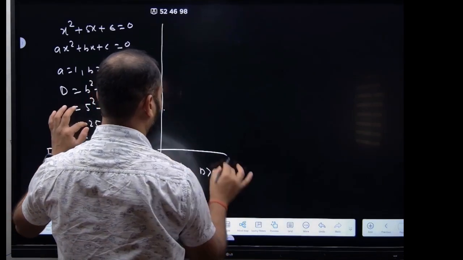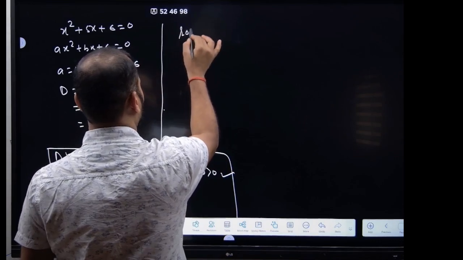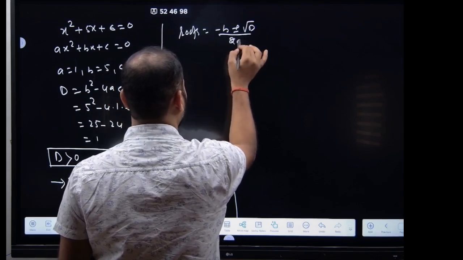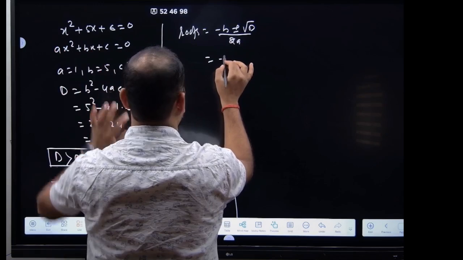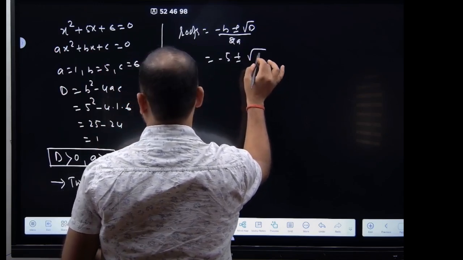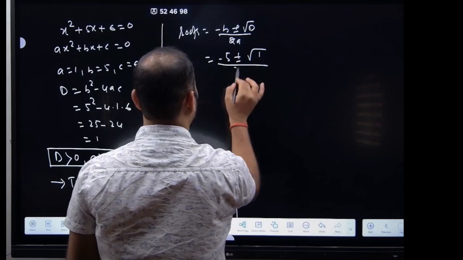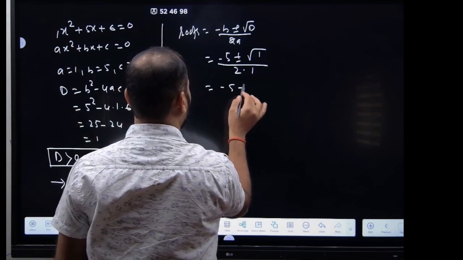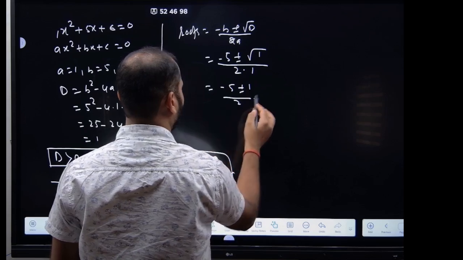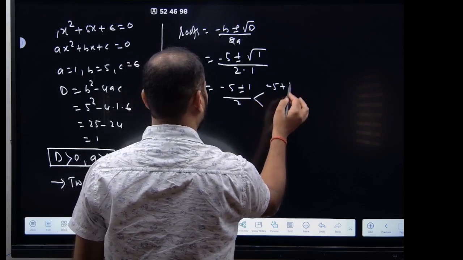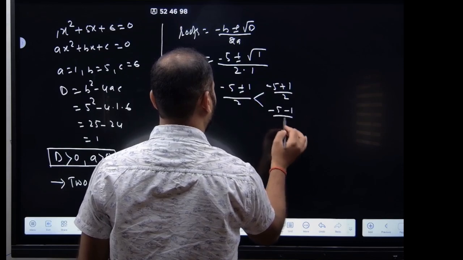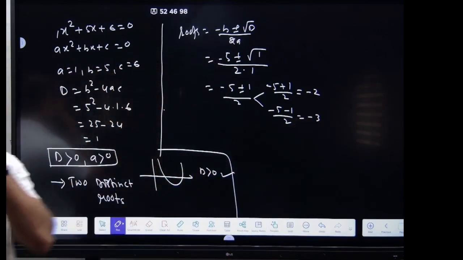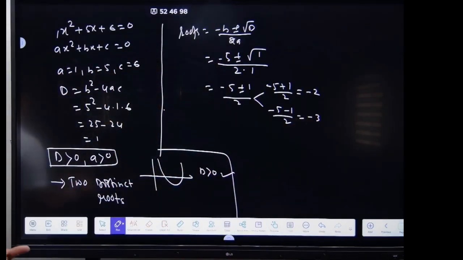Now, second question: what are the roots? Roots will be minus b plus minus root d divided by 2a. b is 5, d is 1, so 1 divided by 2 into 1. So minus 5 plus minus 1 divided by 2. Two values will be there: minus 5 plus 1 by 2 and minus 5 minus 1 by 2. Minus 4 by 2 is minus 2, and minus 6 by 2 is minus 3. Two roots are there, both roots are negative, no problem.